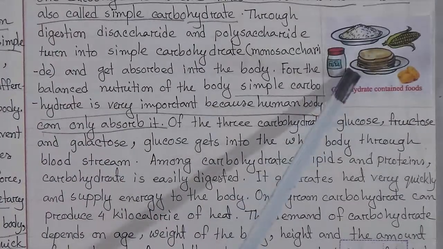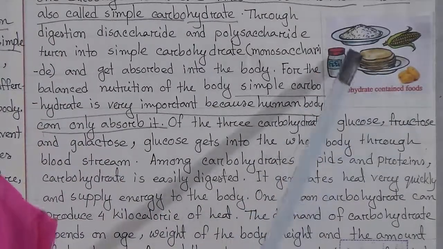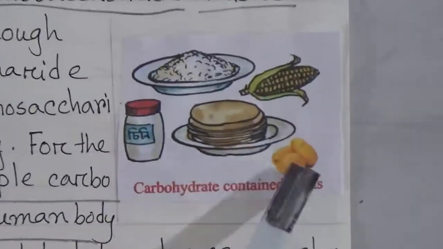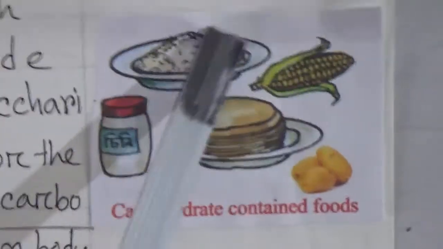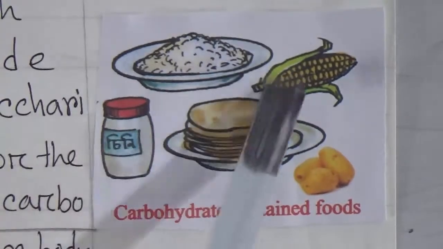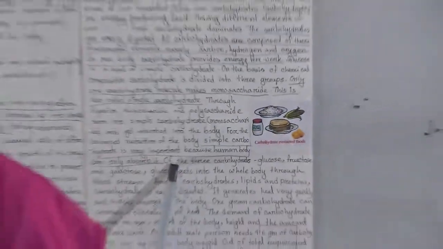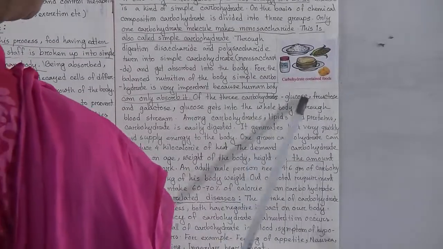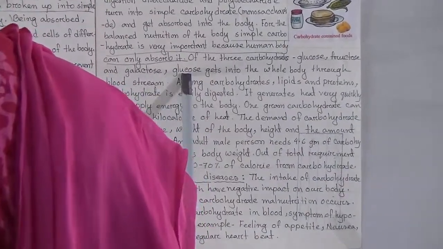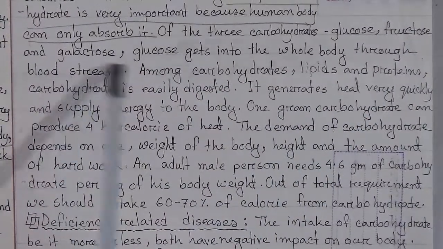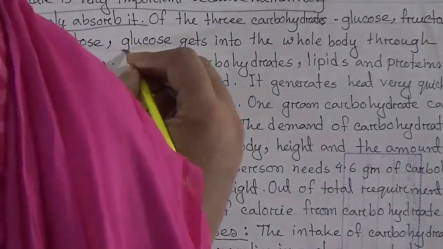See, this is the figure of carbohydrates, that is sugar, rice, rotis, potato and corn. All are carbohydrate foods included in our daily meals. Of the three simple carbohydrates, glucose, fructose and galactose, glucose gets into the whole body through the bloodstream.